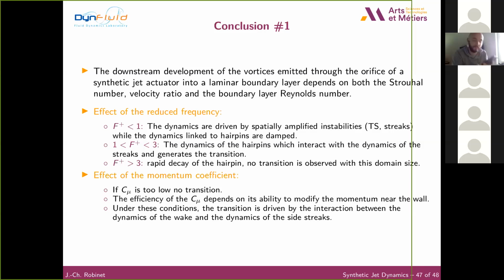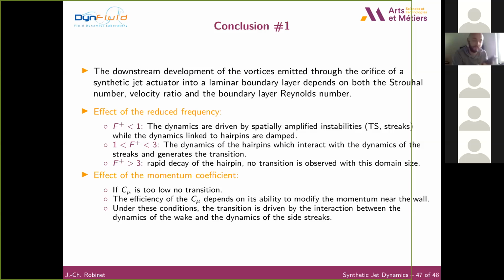For the intermediate value, typically between 1 and 3, the dynamics of the hairpin interact deeply with the dynamics of the streaks and generate the transition, because we generate secondary hairpins, we generate side streaks, etc., until the transition.